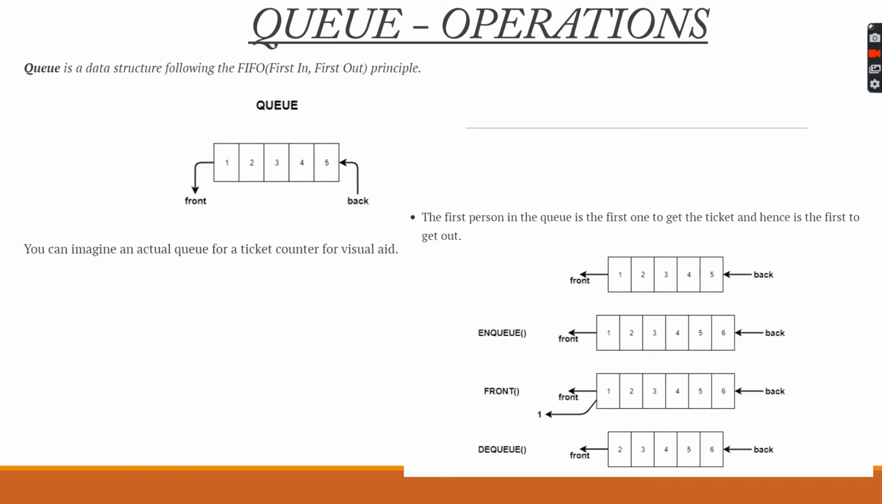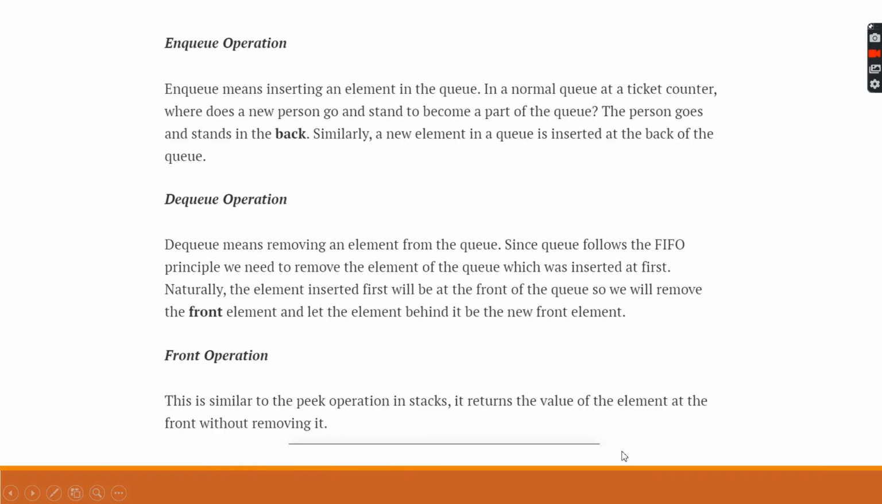For this you can imagine an actual queue at a ticket counter. The first person in the queue is the first one to get the ticket and hence is the first one to get out. Now you can see the pictorial representation, which makes it much clearer. There are front and back; NQ is adding or inserting an element and DQ is removing that element. This is the process where we add one, then using the front function we take out one, and DQ removes that one and makes the second element the front element.